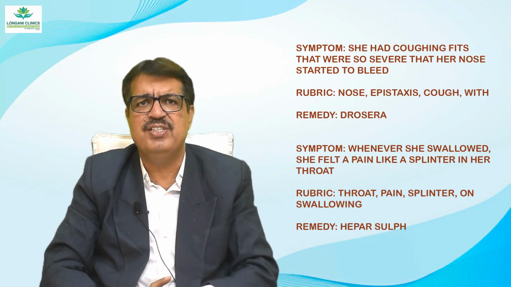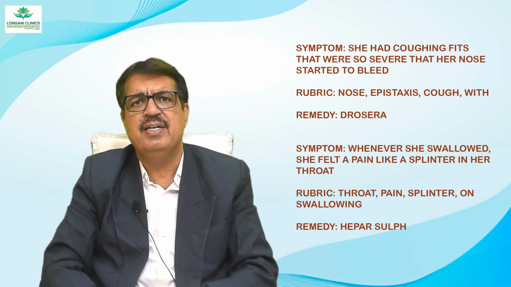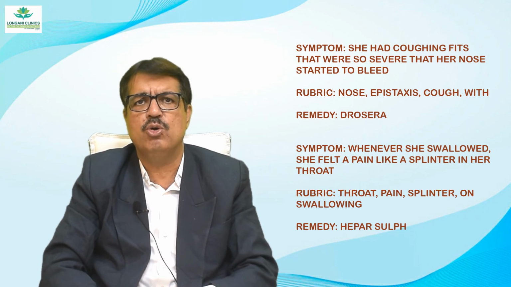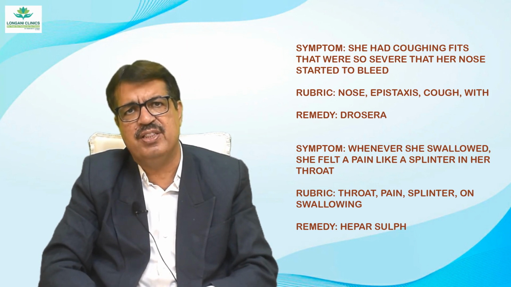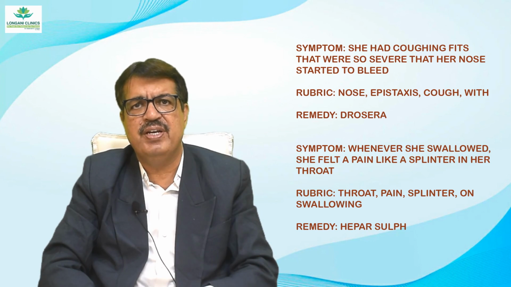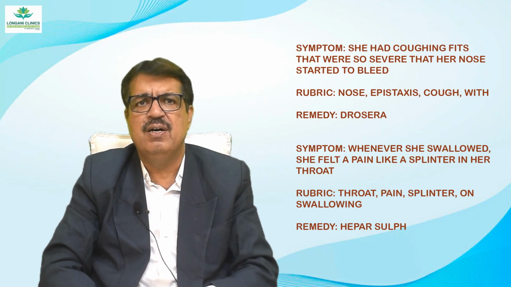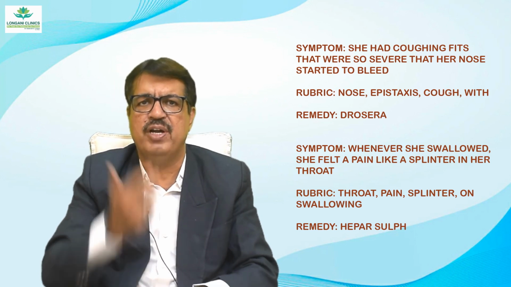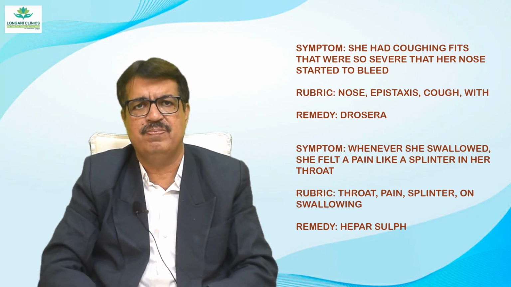She had coughing fits that were so severe that her nose started to bleed. Rubric: nose, epistaxis, cough fit. The remedy is Drosera. Whenever she swallowed, she felt a pain like a splinter in the throat. Throat pain, splinter, on swallowing. The remedy is Hepar sulphuris.